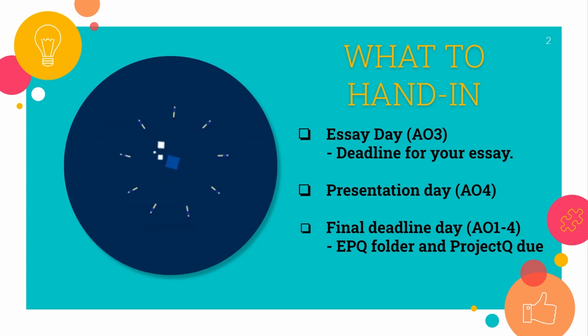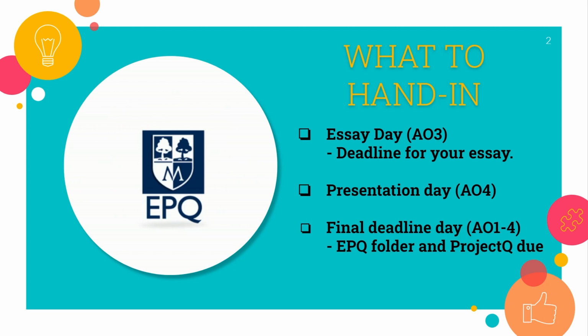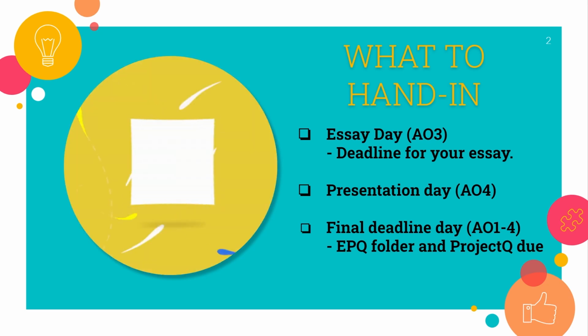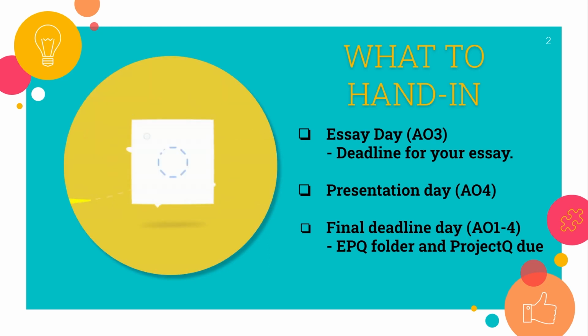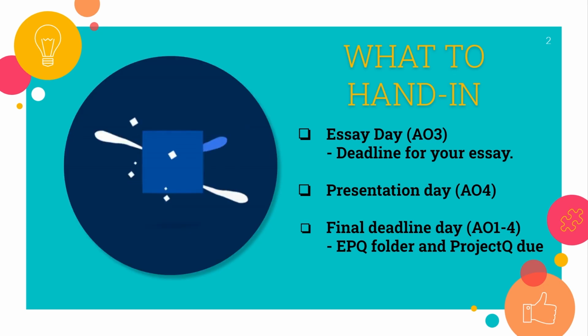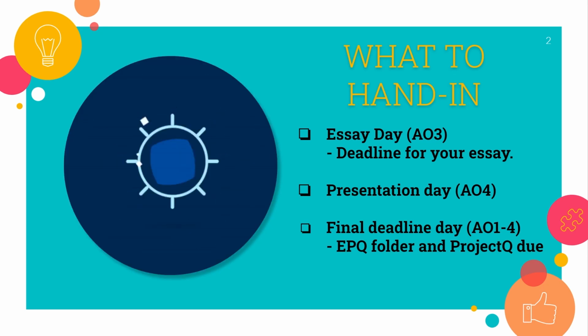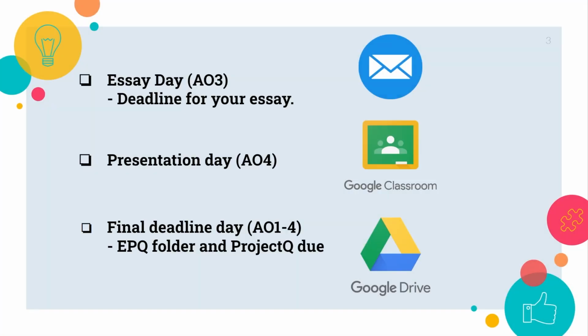And then finally we have deadline day. This is where you're going to hand in your EPQ folder and make sure that Project Q is completed on the Project Q website. The EPQ folder features 4 folders within it. AOs 1, 2, 3 and 4, and you can see next to each of these deadlines an AO or assessment objective. Let's talk about all those AOs in a moment and what that involves.